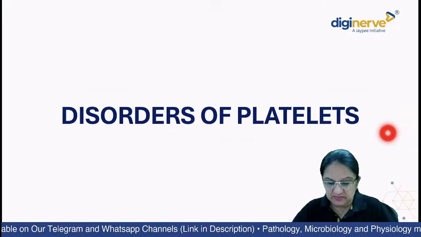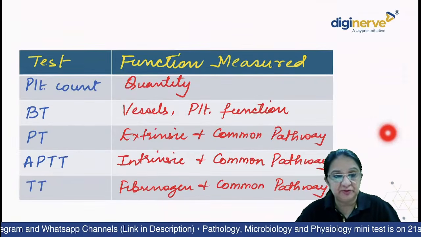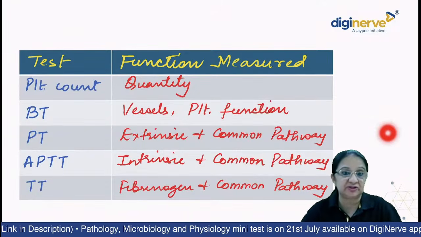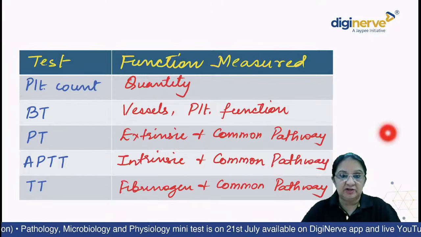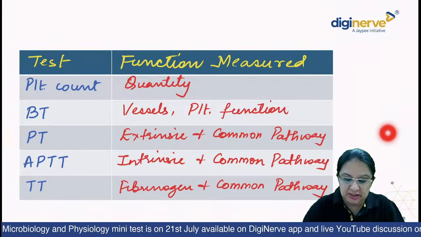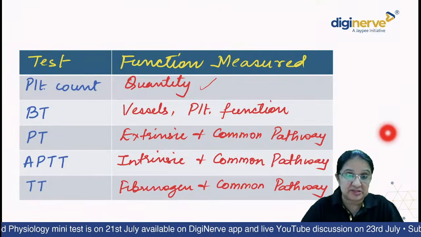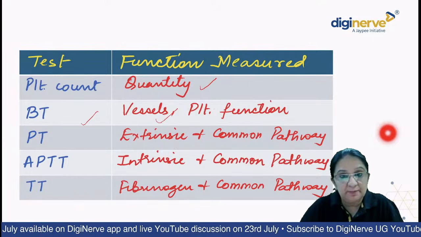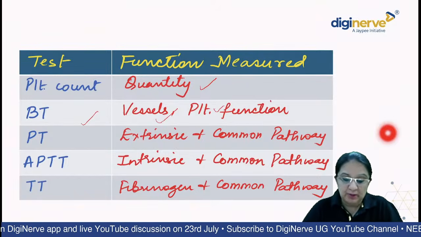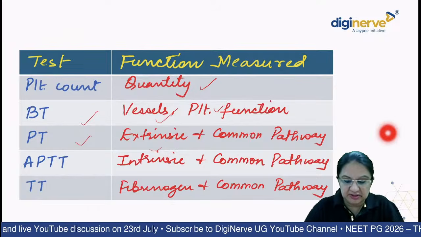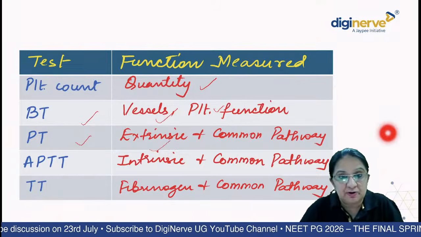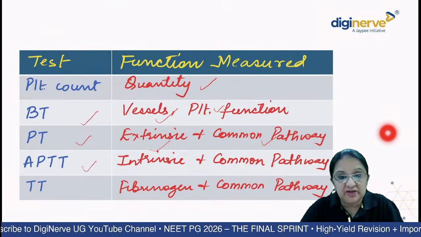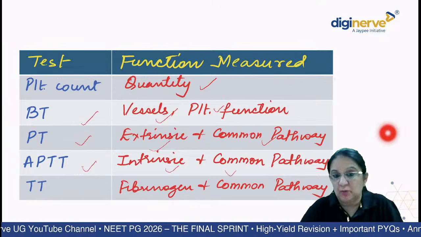Okay, platelets very quickly. I will let you know what are the tests that we do in disorders of platelets and what is the function that we measure. Platelet count, of course, as the name suggests, we measure the number or the quantity of the platelets. Bleeding time, we assess the function of the vessels plus the platelet function also. Prothrombin time, we assess the function of extrinsic pathway and common pathway. APTT, we assess the intrinsic and the common pathway.